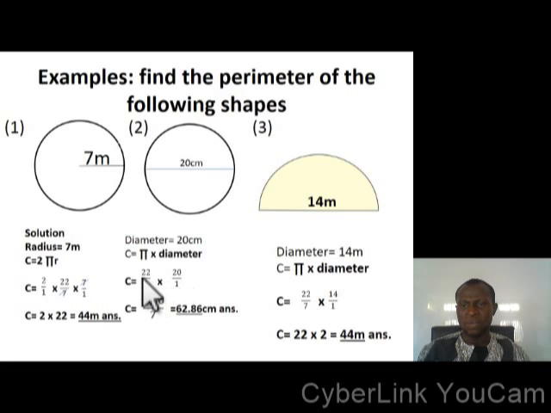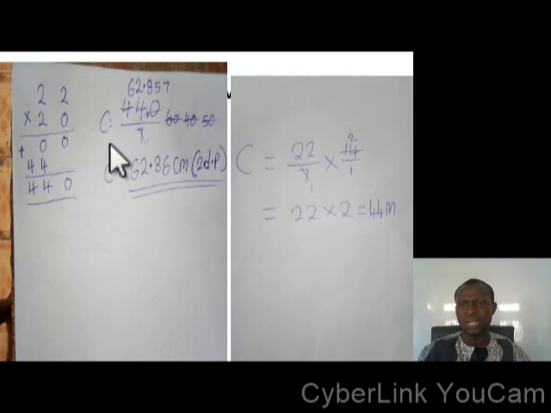So when you look at the numbers we have on top and the one we have below, you find out that 20 is not divisible by 7 and 22 is not divisible by 7. So we can multiply through, after which we divide by 7. So we can now say 22 times 20, which will give us 440. Then 7 times 1, which will give us 7. Let me show you where I did the rough work. Here is where I did the rough work.